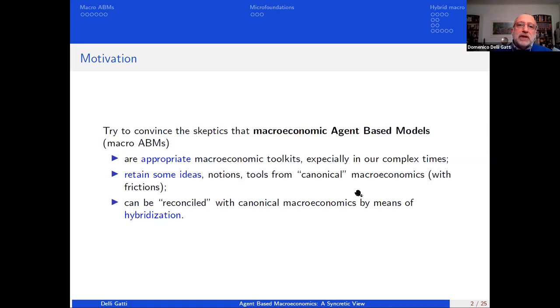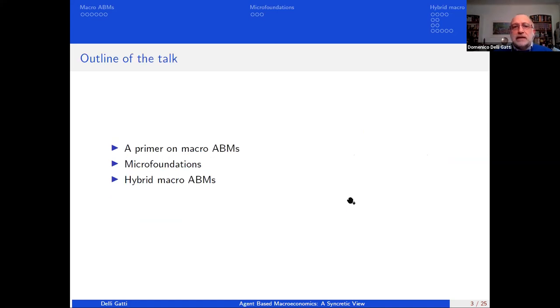Let me start from the outline. I will go very briefly into how a macro agent-based model is built. I will discuss some issues pertaining to the micro foundations of these models. And finally, I will show you very rapidly the building blocks of this hybrid macro agent-based model. I have a time constraint, so I will be very brief and just touch upon this issue very rapidly.